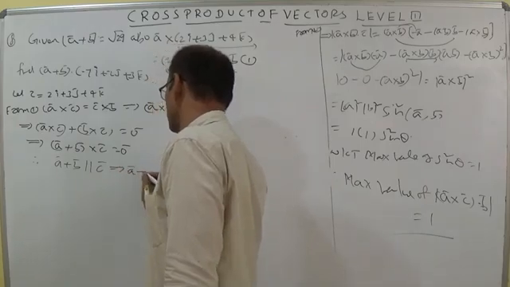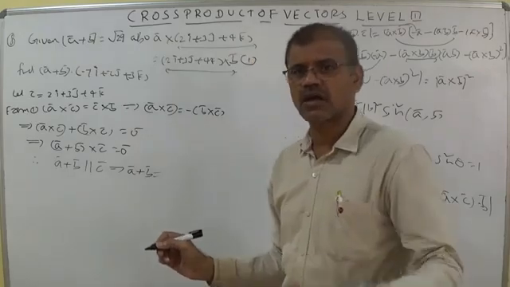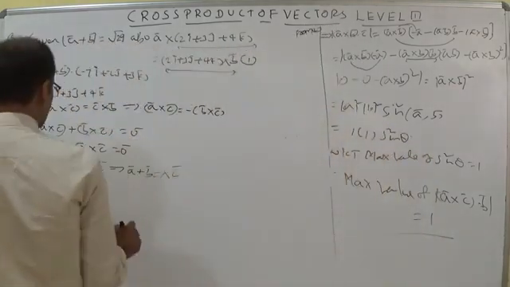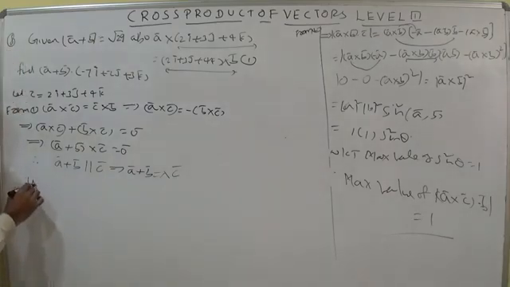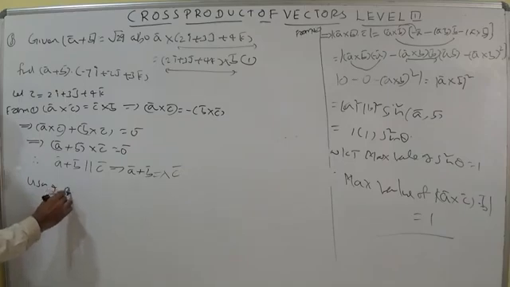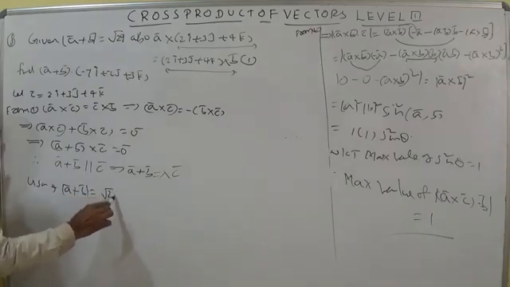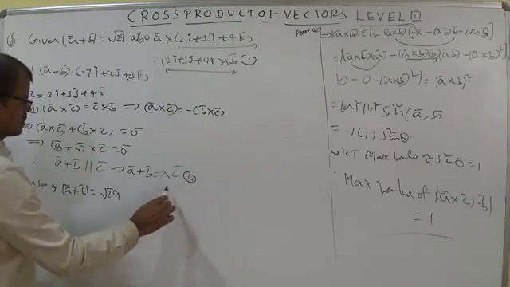That implies whenever two vectors are parallel, we can write one vector as a scalar multiple of the other. Then you can write here A bar plus B bar is equal to lambda into C bar. Now using the given modulus of A bar plus B bar, modulus of A bar plus B bar equals root 29. Let it be the second equation.